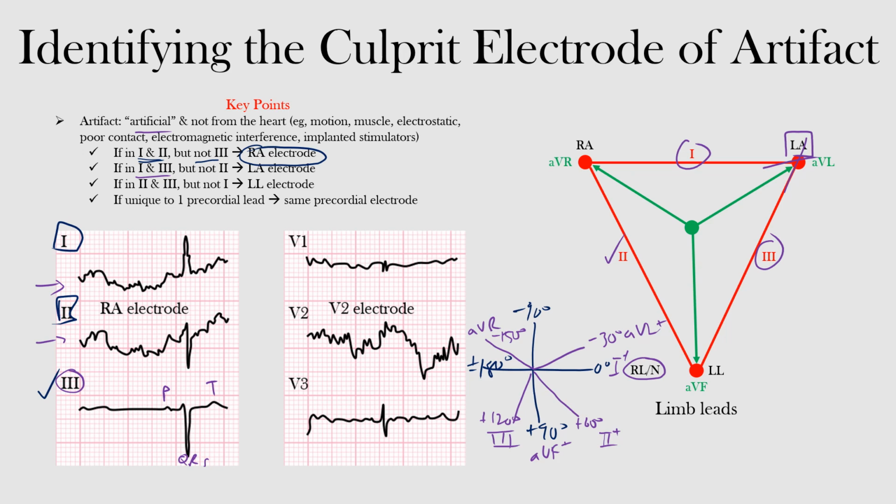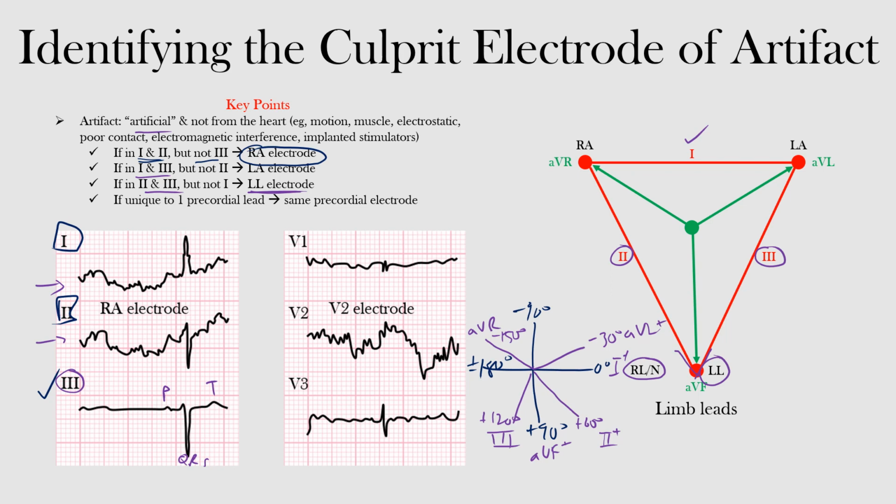Let's see the other one. What if we have an artifact in leads 2 and 3, but not in lead 1? Then we know that the left leg electrode is the source of the artifact. Let's look at this one again. Now we're looking at artifacts in 2 and 3. Here's lead 2, here's lead 3. They both intersect here at the left leg. So the left leg is our culprit electrode, and lead 1 would be normal. Hopefully that makes sense. So that's the artifacts in the limb leads, leads 1, 2, and 3.